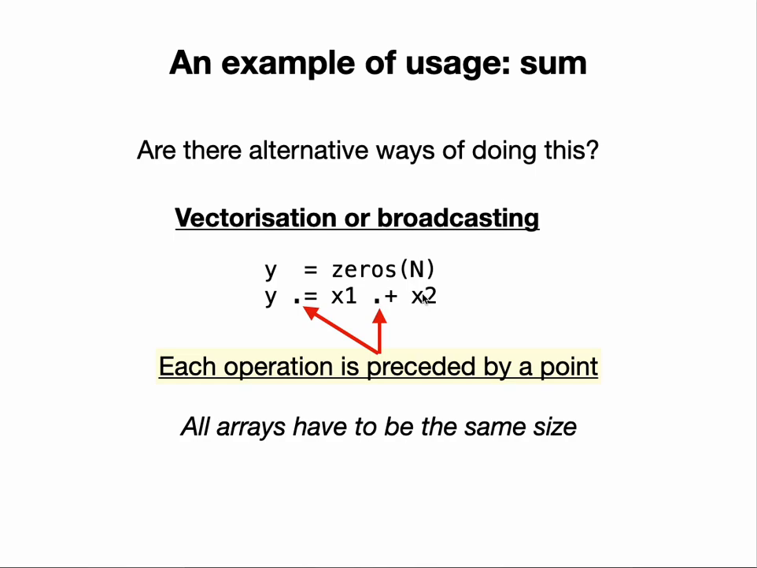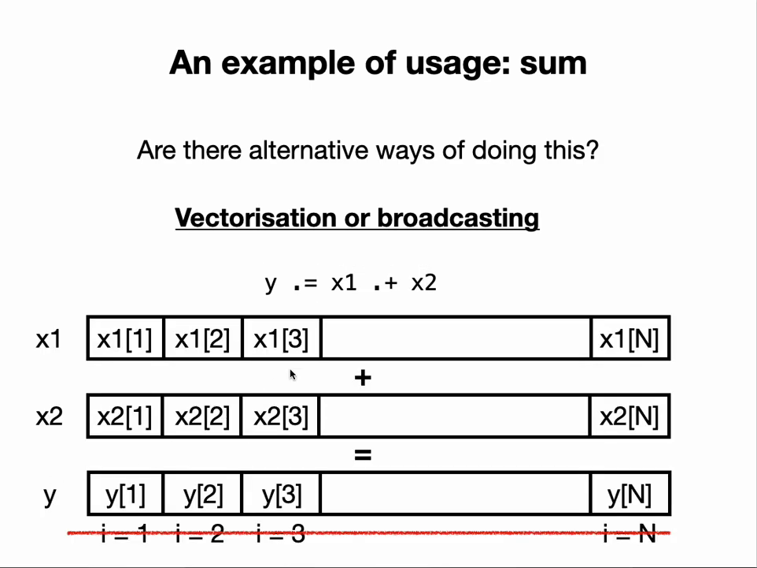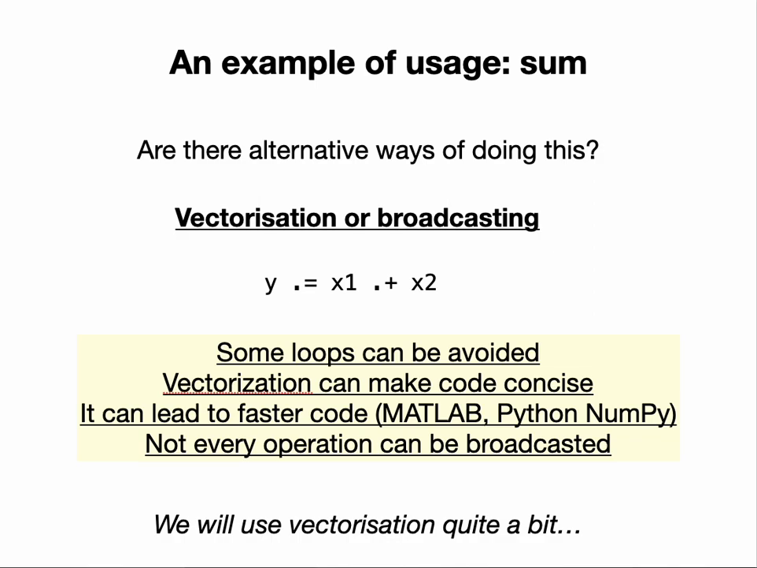You don't see the index anymore, but each operation needs to be preceded by a dot. And the arrays must have the same size, of course. So it's quite convenient because it's only a one-line statement, and you basically don't see the index. It's a bit more compact. So these are two flavors of programming, and both of them are correct. In some languages, this type of programming is much more recommended. For example, in MATLAB or in Python NumPy, it makes code faster than using loops. But not every operation can be broadcasted. So it's good to know about both styles of programming.